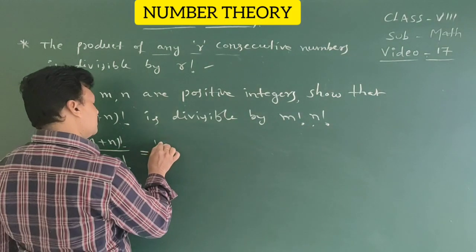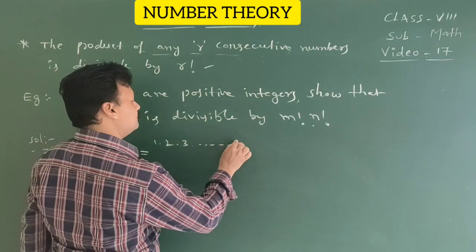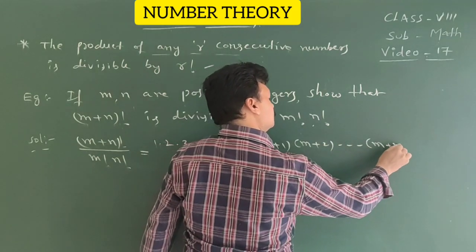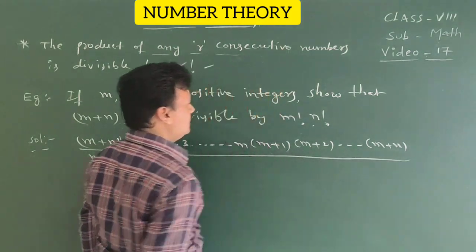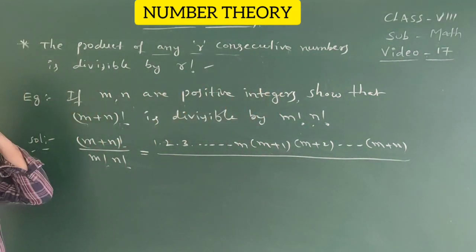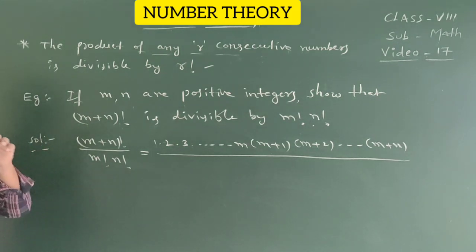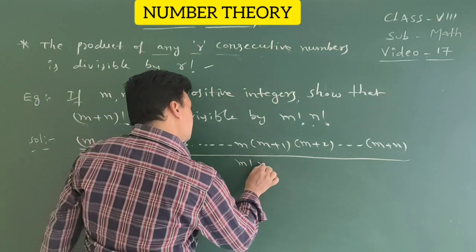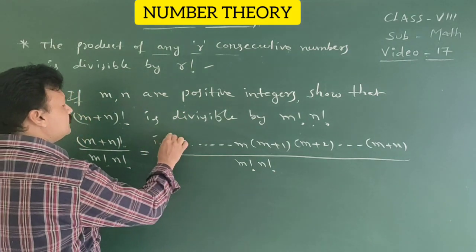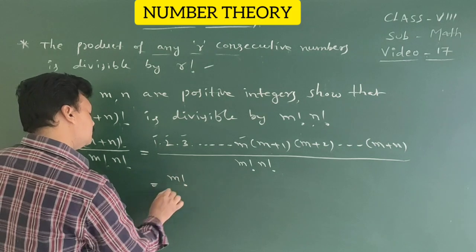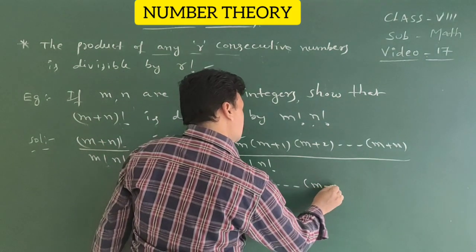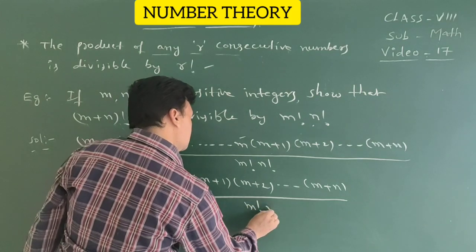Here m plus n factorial means the product of m plus n consecutive integers. For example, 2 plus 3 means 5 consecutive integers, 1 into 2 into 3 into 4 and 5, like that. We can also write 1 into 2 into 2 plus 1, 2 plus 2, 2 plus 3 like that. So here by m factorial by n factorial. The product of the first m consecutive numbers is divisible by m factorial, then m plus 1 into m plus 2 and so on up to m plus n, by m factorial n factorial.